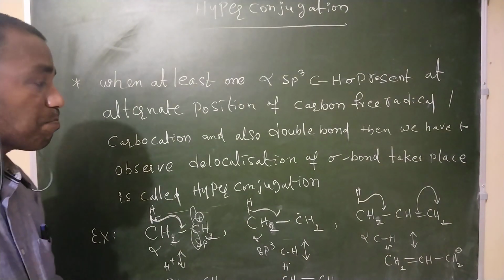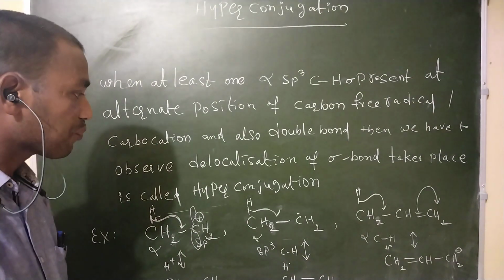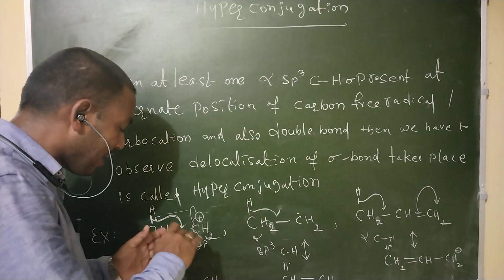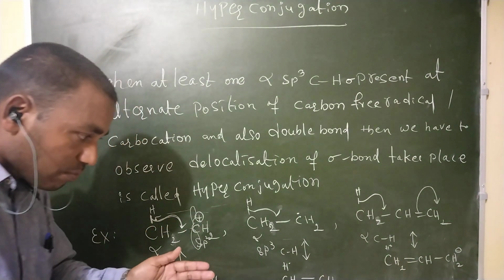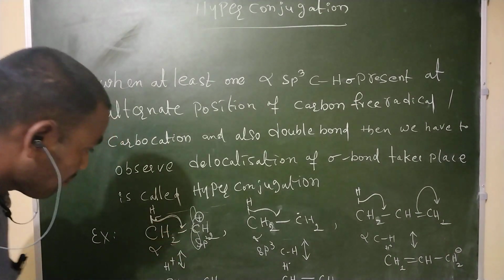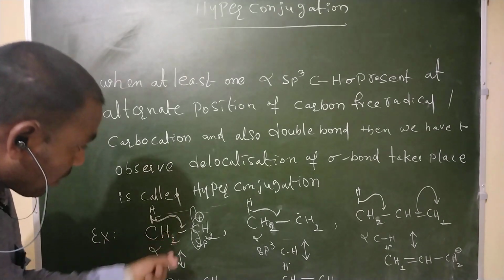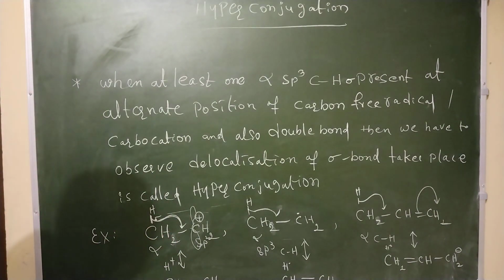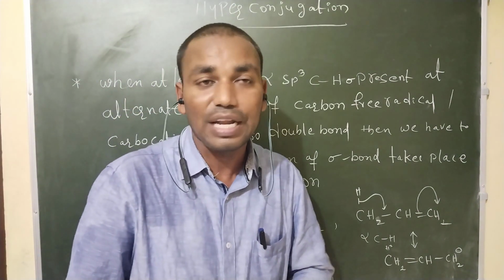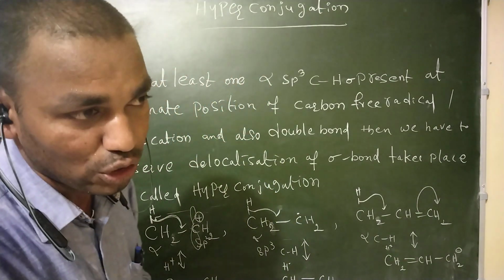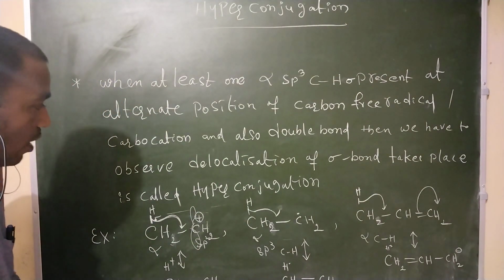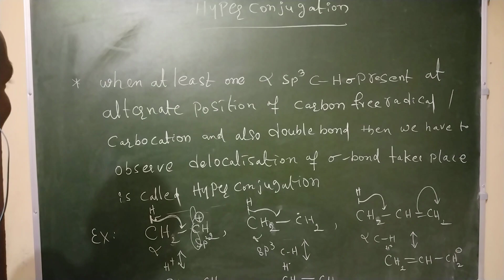It is actually of two types, based on the direction of the sigma bond delocalization and the formation of the double bond: positive hyperconjugation and also negative hyperconjugation, that is reverse hyperconjugation. That I'll discuss, and before that, once again I revise this.